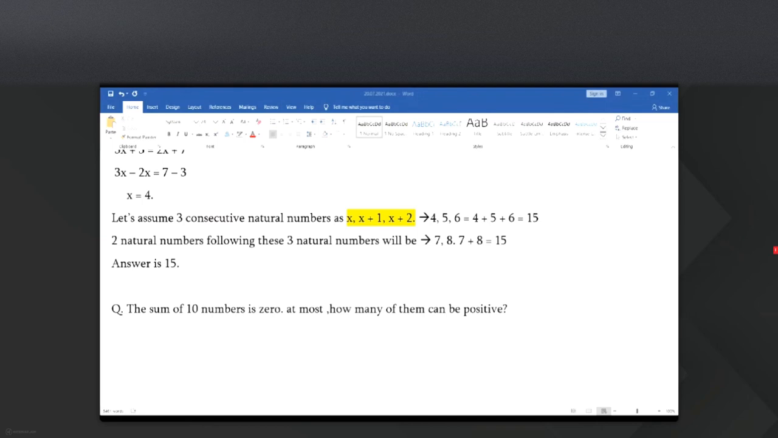Soumya, if x minus 1, x, then x plus 1, right? How do you get x minus 1, x and x plus 2? That is wrong.